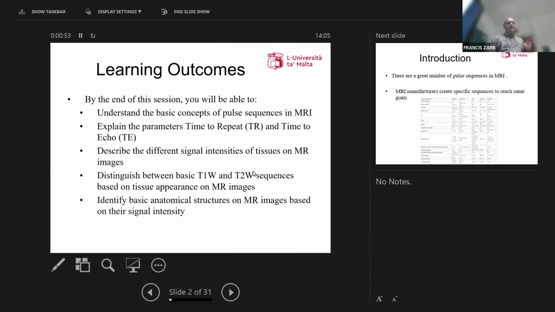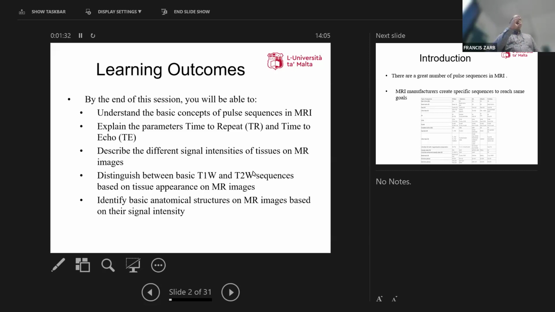Mela, the learning outcomes. By the end of the session, you should be able to understand the basic concepts of MRI pulse sequences. Explain the parameters, or the main parameters in pulse sequences, huma TE and TR. TR is the time to repeat, and we're going to explain repetition of what. And TE is the time to echo. The time to echo is basically the time when you receive the MR signal.